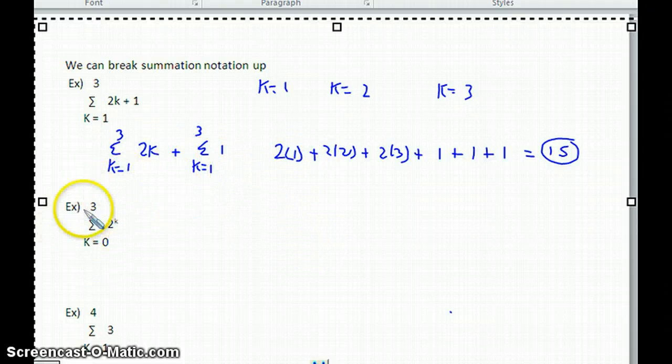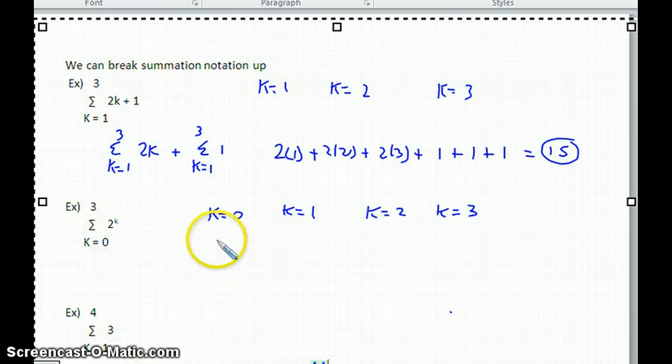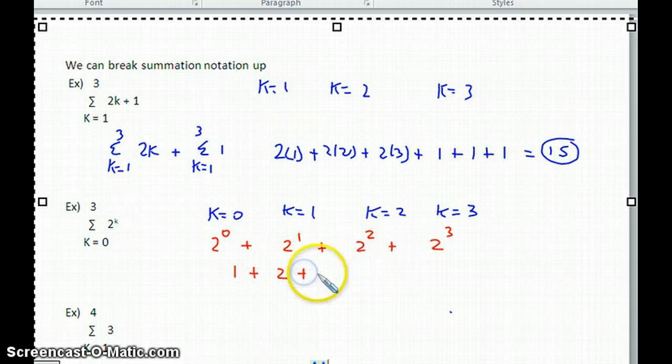Now sometimes summation notation won't always ask you to go from 1 to a certain number, it may ask you to go from 0 to a certain number. So for this one we'd have to go from 0, 1, 2, and 3. So doing that we would have 2 raised to the 0 power plus 2 raised to the first power plus 2 raised to the second power and 2 raised to the third power. And doing this we would get 2 to the 0 is 1, then 2, then 4, and 8. And so our answer would be 15 again.